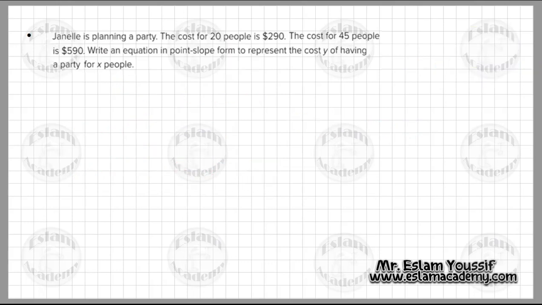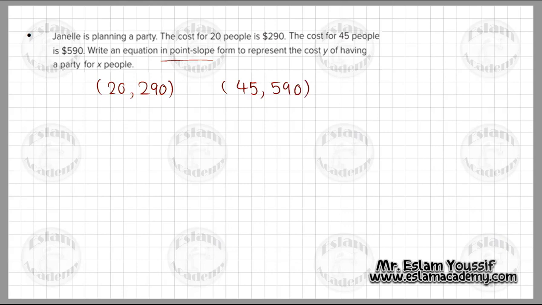In this question, we have a relation between the number of people and the cost of the party. If we have 20 people, the cost will be 290. 45 people will cost 590. We need to write the equation in point-slope form, which relates the cost and the number of people. As we said, the cost of 20 people is equal to 290, and the cost of 45 people will be equal to 590.